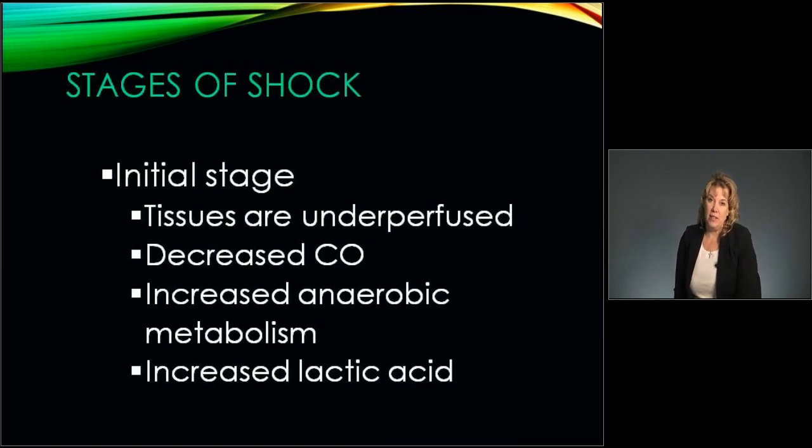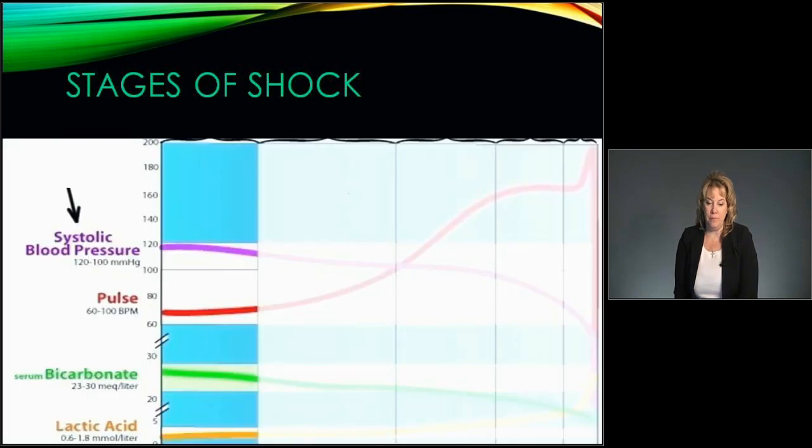There are various stages of shock, and I know in previous modules we talked about the compensatory mechanisms of the body and how important it is for the body to try and maintain normal perfusion. In the initial stage of shock, the tissues are already underperfused, so they're not getting the oxygen that they need. Typically, we'll see a decreased cardiac output in most cases. We'll see an increase in anaerobic metabolism, and obviously that's going to create lactic acid and a metabolic acidosis as a result.